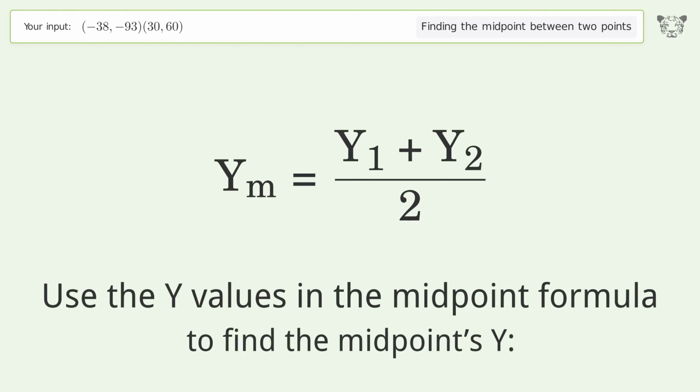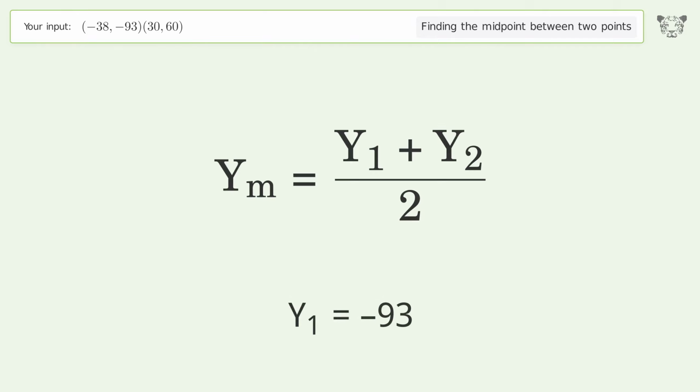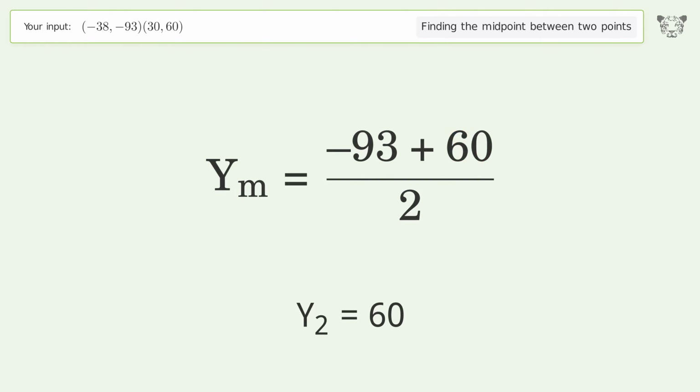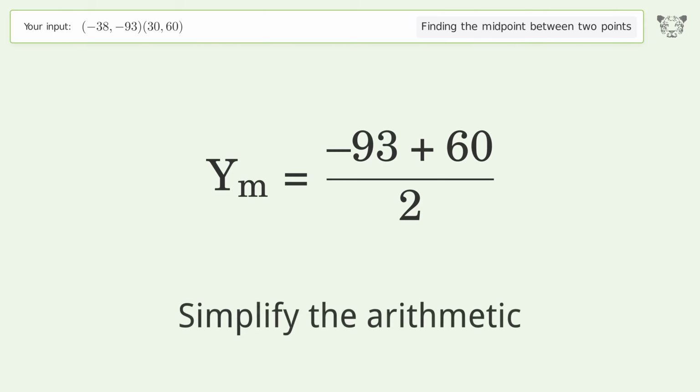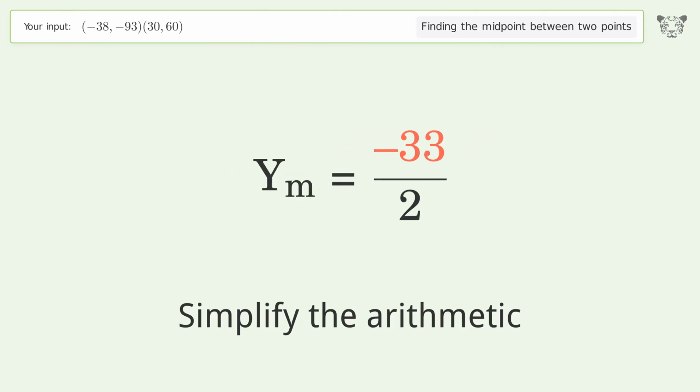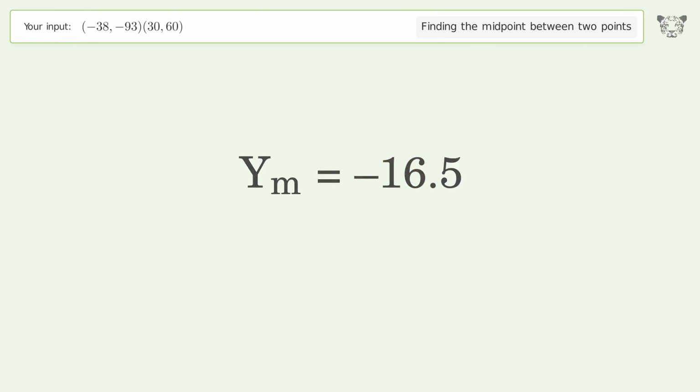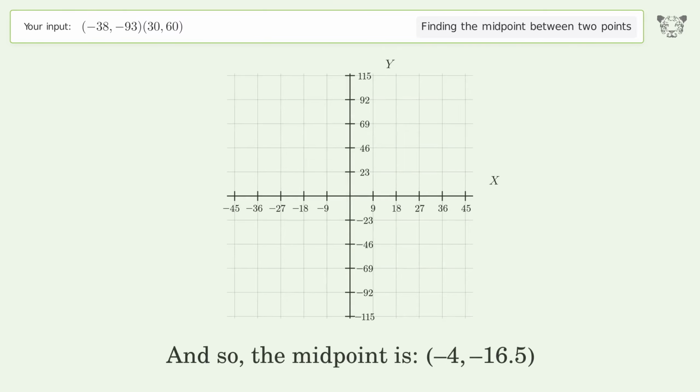Use the y values in the midpoint formula to find the midpoints y. y1 equals -93. y2 equals 60. Simplify the arithmetic. And so, the midpoint is -4, -16.5.